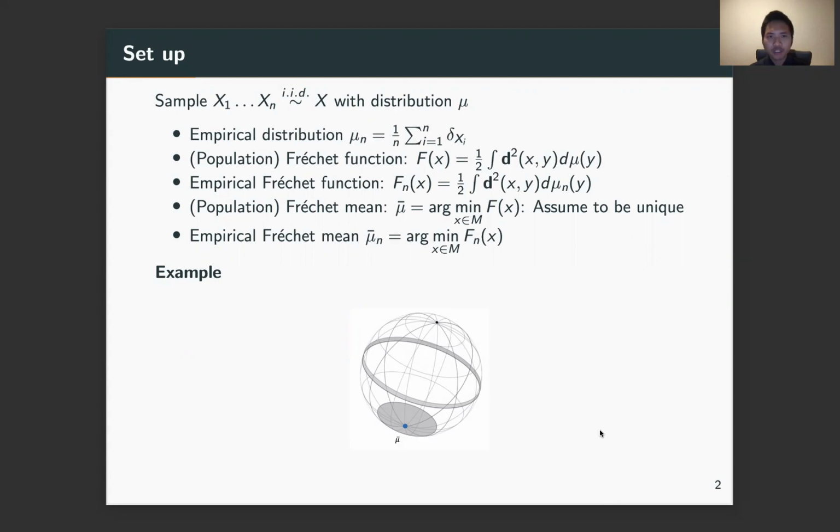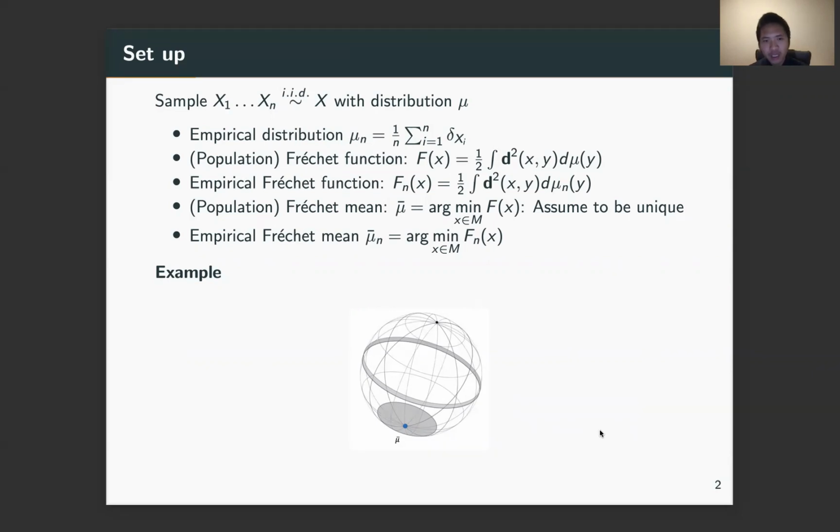When we have the Fréchet functions, we will look at the Fréchet means of the functions. The Fréchet mean is the minimizer of the Fréchet function, and it's denoted by mu bar. We always assume that the Fréchet mean is unique. We also look at the minimizer, or Fréchet mean, of the empirical Fréchet function, and that will be denoted by mu n bar.